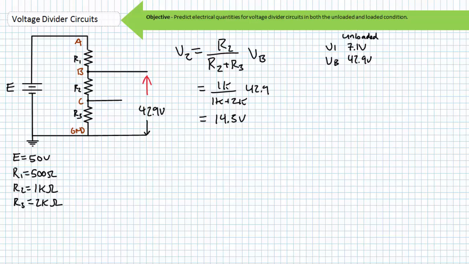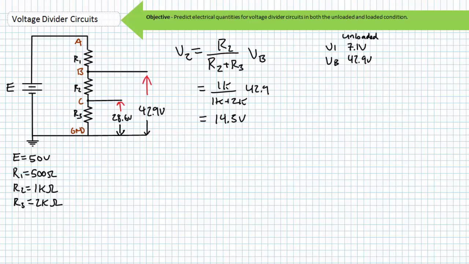Again, if this source makes node A 50 volts higher than ground, and R1 drops 7.1 volts from A to B, and R2 drops an additional 14.3 volts from B to C, this means node C is only 50 minus 7.1 minus 14.3, or 28.6 volts higher than ground while in the unloaded condition.